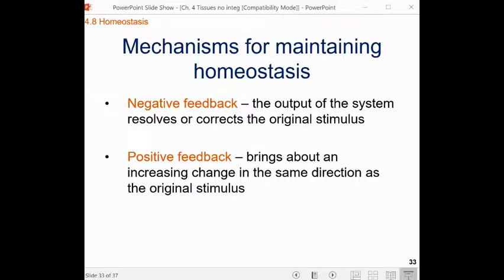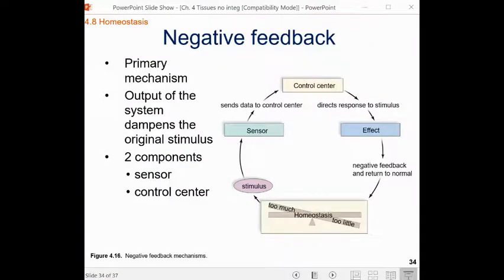And I always felt like those definitions are a little confusing. So I want to go through some examples so that we can have a better understanding of this. In negative feedback, you've got a primary mechanism, and the output of the system dampens the original stimulus. There typically are two components. We have a sensor and then a control center.